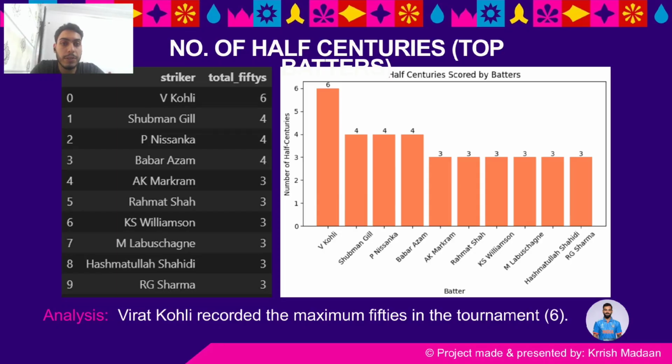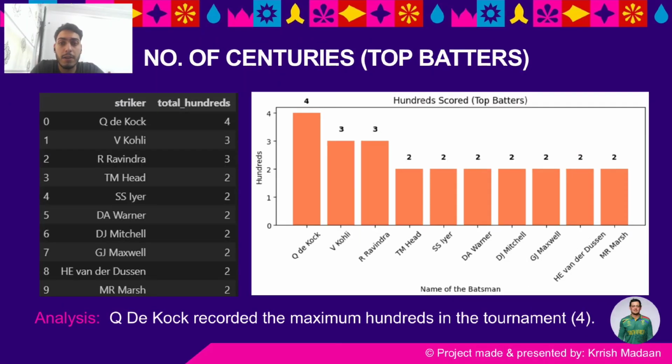So, number of half centuries among the top batters. Virat Kohli is leading the list with the most number of 50s, that is six. And now the number of centuries. Quinton de Kock is leading the list with the most number of hundreds in the tournament, with four 100s.